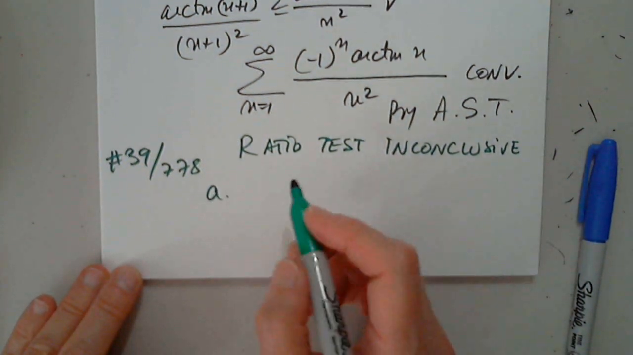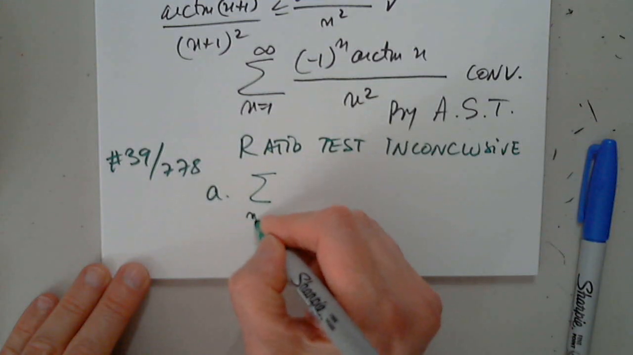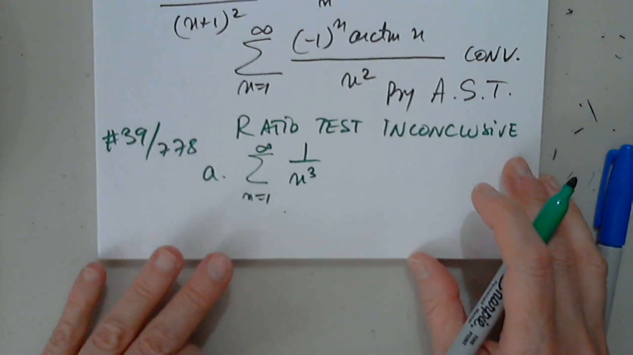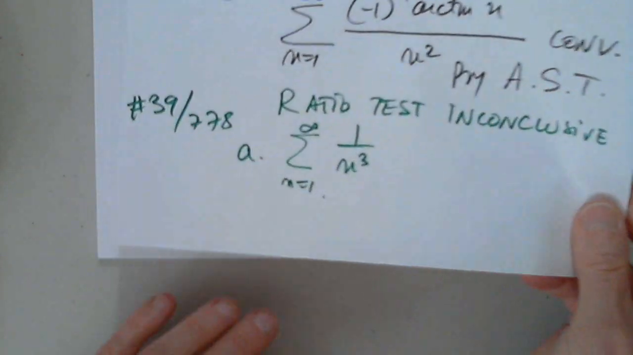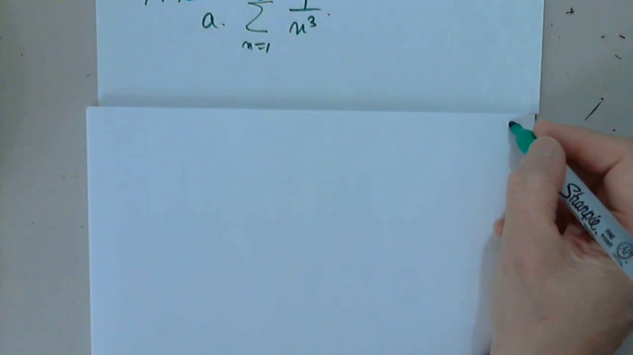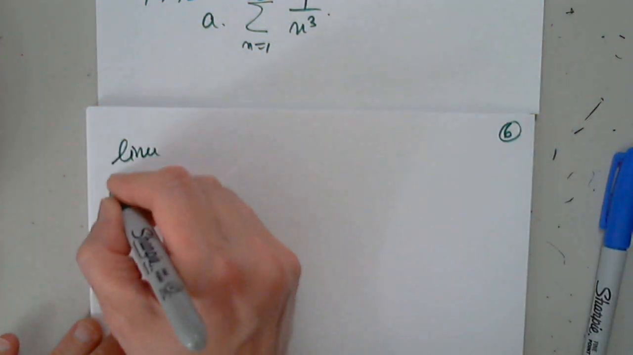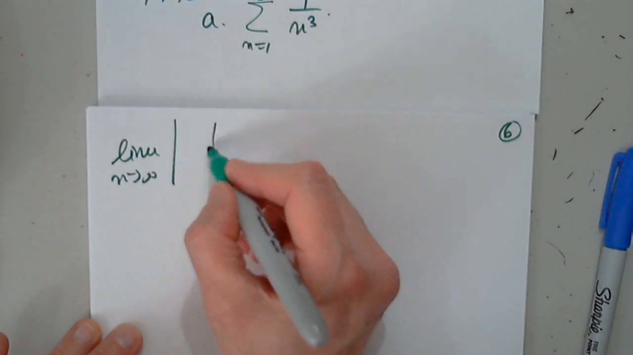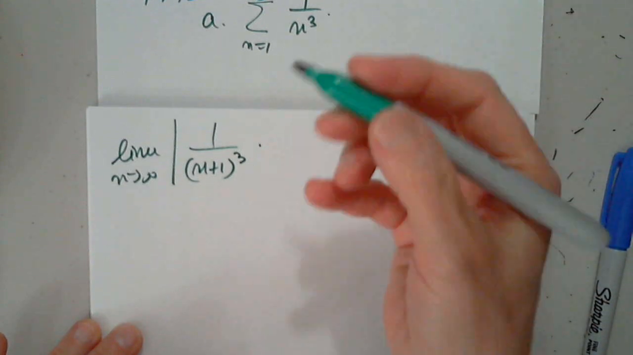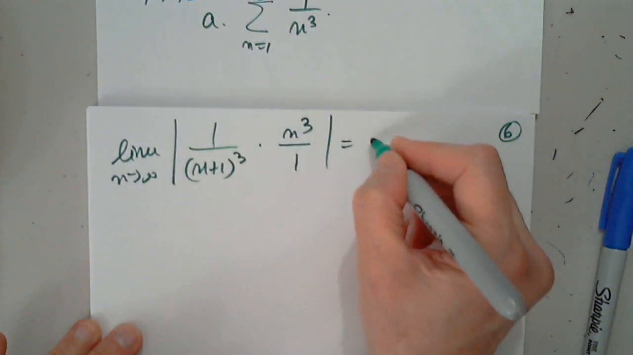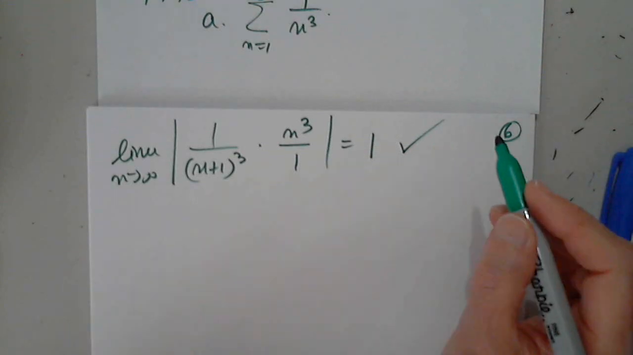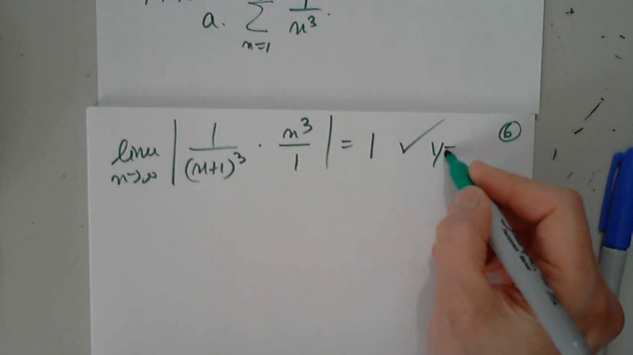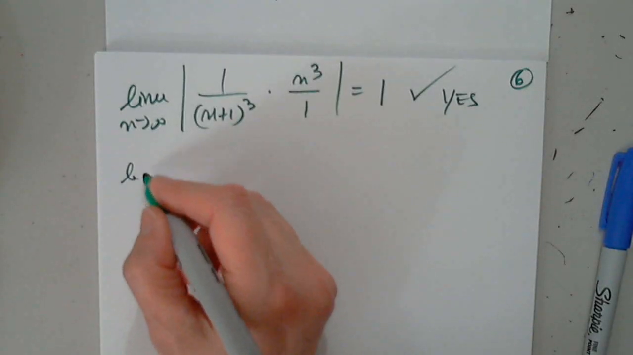So in part A, we have the series from 1 to infinity of 1 over n cubed. So we'll apply the ratio test. The limit as n approaches infinity, the absolute value again is redundant, but we have to write it, n plus 1 to the third over n to the third over 1, so this is indeed 1. Yes, this is a situation in which it's inconclusive. Ratio test inconclusive, yes.